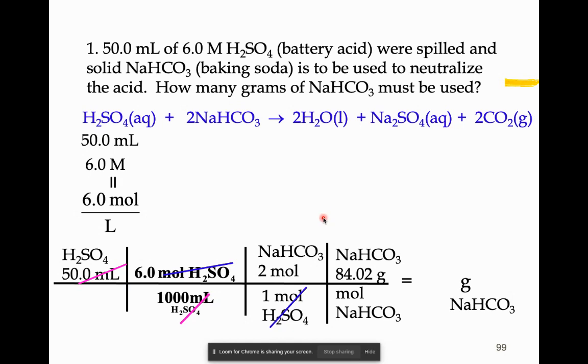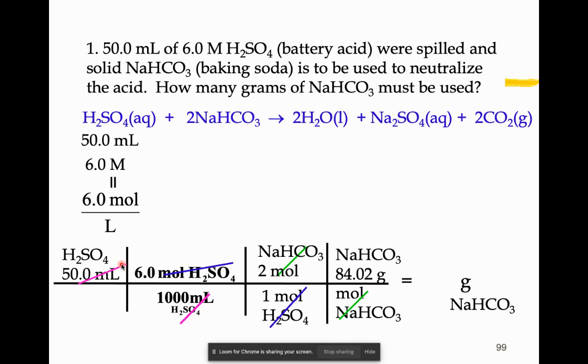So 1 times the atomic mass of sodium plus 1 times the atomic mass of hydrogen, carbon, and then 3 times the atomic mass of oxygen. All in all, we end up with the molar mass of the compound, which is 84.02 grams. Now we can cancel moles of NaHCO3, and we end up with the unit of grams, grams NaHCO3, or sodium bicarbonate.